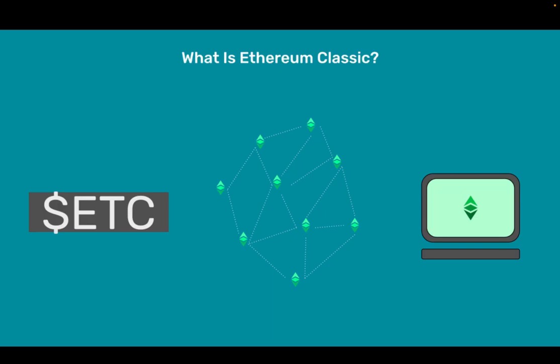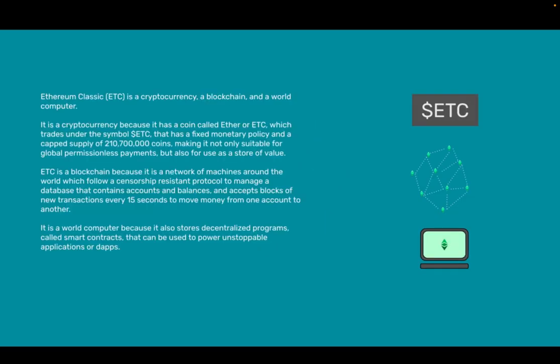What is Ethereum Classic? Ethereum Classic, ETC, is a cryptocurrency, a blockchain, and a world computer. It is a cryptocurrency because it has a coin called Ether, or ETC, which trades under the symbol $ETC, that has a fixed monetary policy and a capped supply of 210,700,000 coins, making it not only suitable for global permissionless payments, but also for use as a store of value.